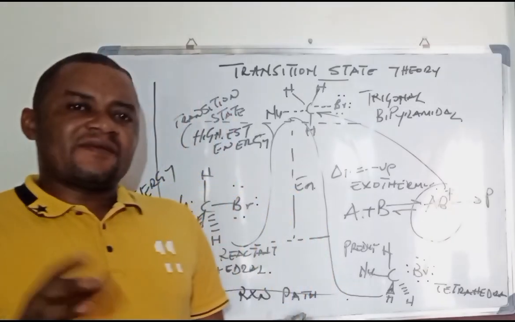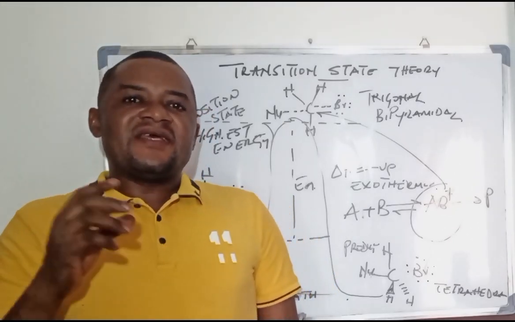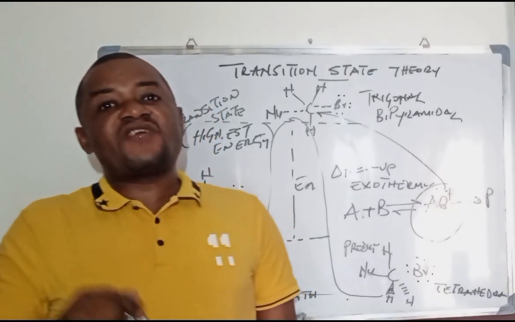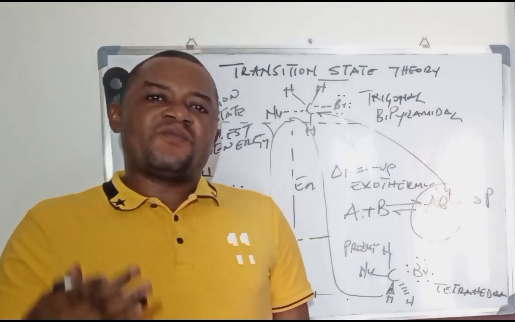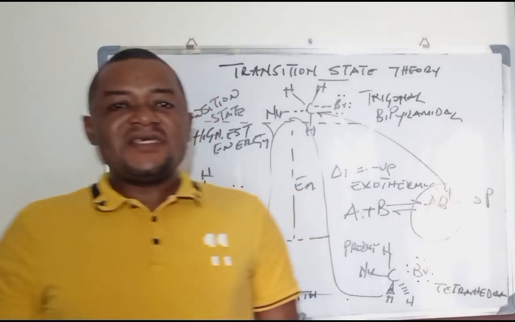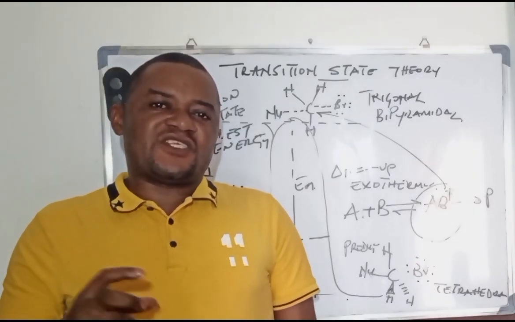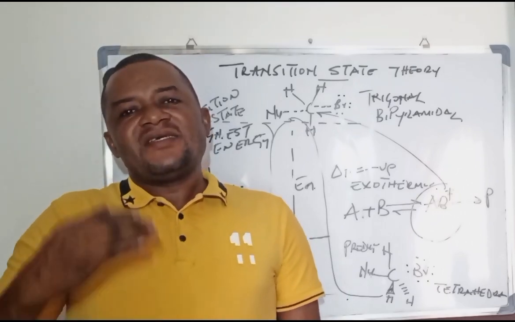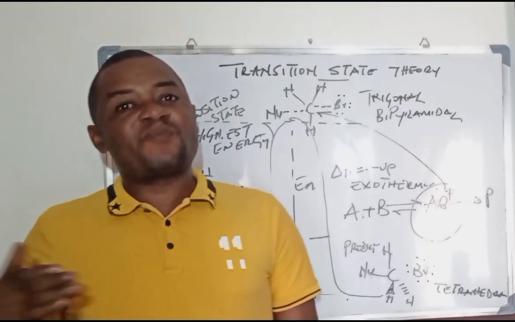Now, let us look at that. What that simply means is that the rate of every reaction depends seriously on the concentration of the reactants that are able to do what? They are able to overcome this transition state. So it believes that if you have a chemical reaction, the reactants must possess an amount of energy that is either equal to or more than the transition state energy before a product can be formed.